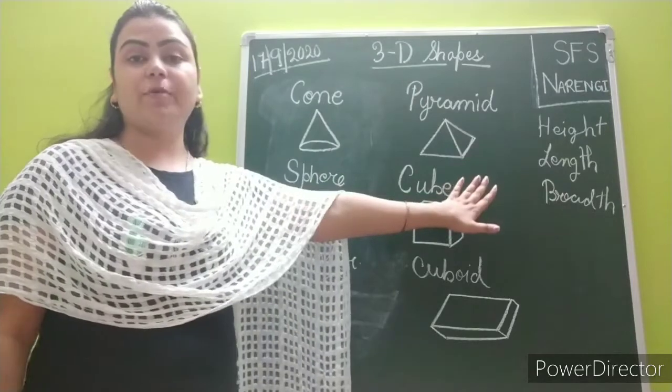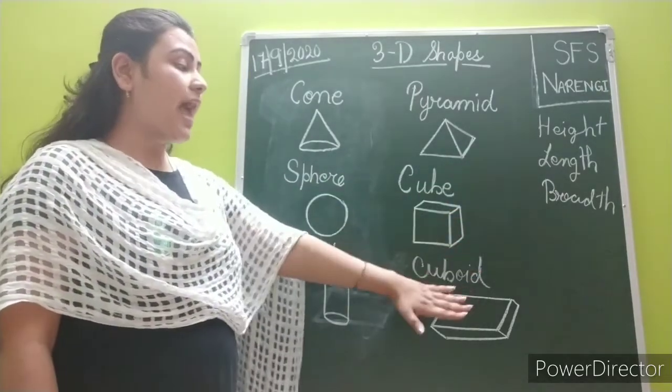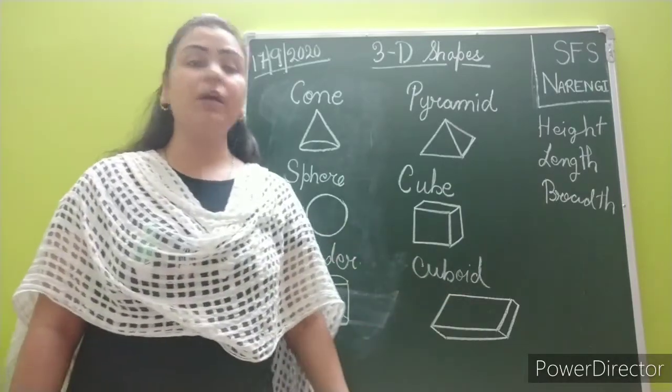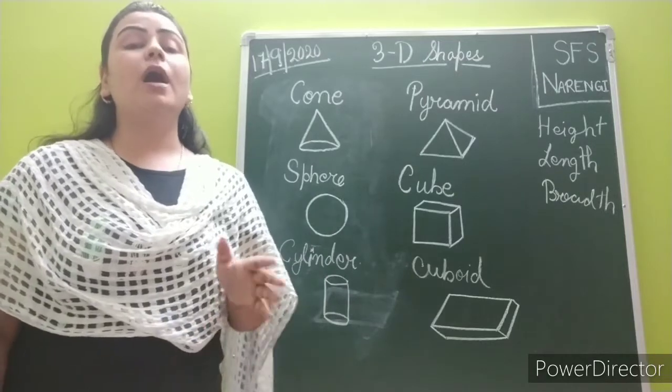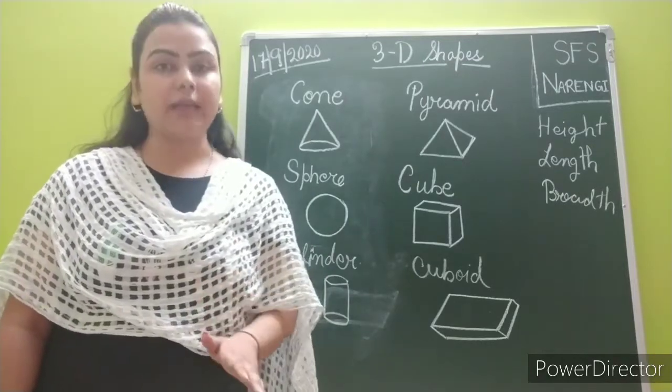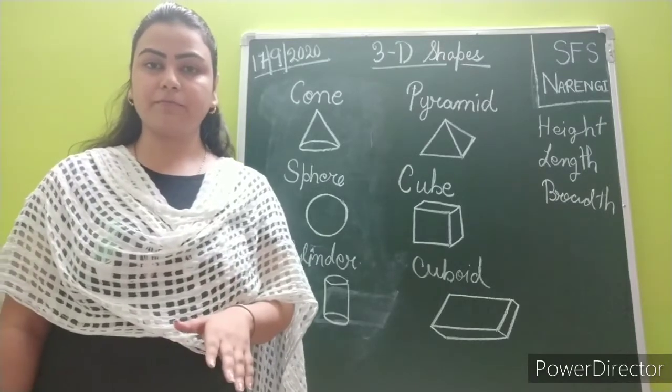Pyramid is the 3D shape of a triangle. Cube is the 3D shape of a square. And cuboid is the 3D shape of a rectangle. Okay, and based on this we are going to do our exercise 5.9. So now we will be doing exercise 5.9.